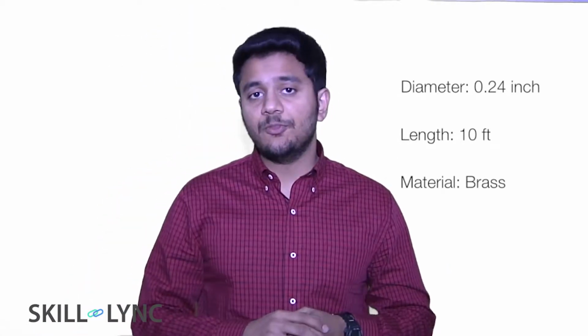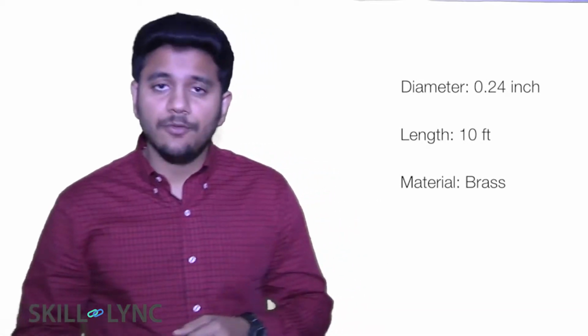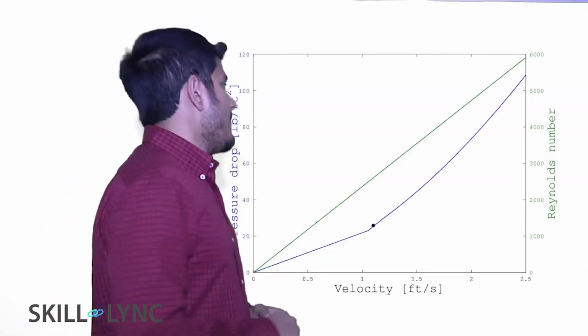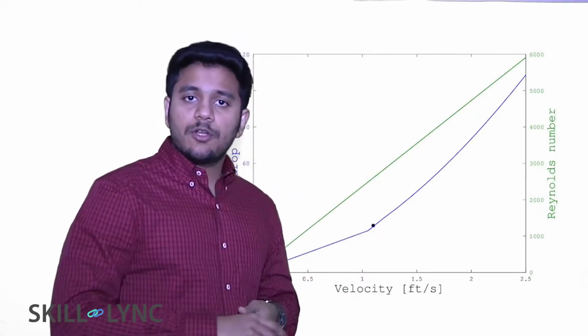A German engineer named G.H.L Hagen in 1839 measured the pressure drop that occurs across a brass pipe through which water is flowing. The dimensions of the pipe are shown on the screen. He performed this experiment at different inlet velocities and came up with the following plot. Now this plot is very interesting, and let me just walk you through this plot.